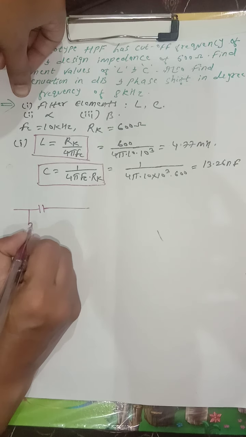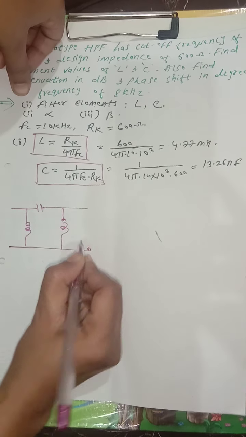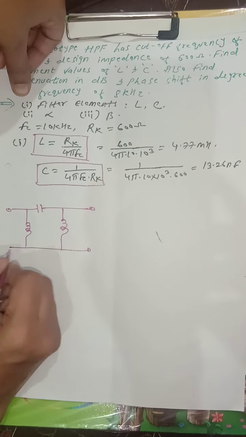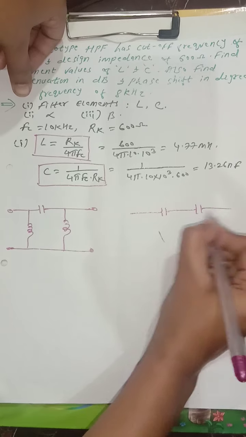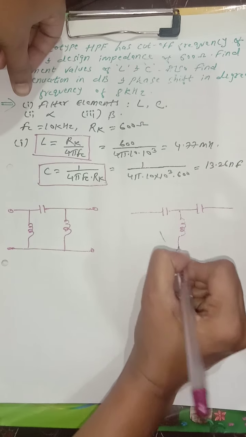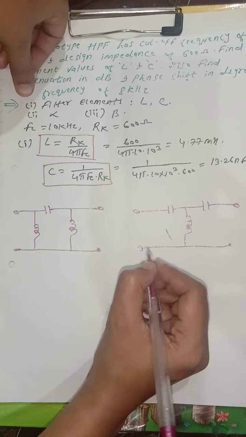Here is the T section and here is the pi section, which looks like pi. Similarly, you can do it like this also for the T section. Only the series and parallel arms change. So these are the two things.